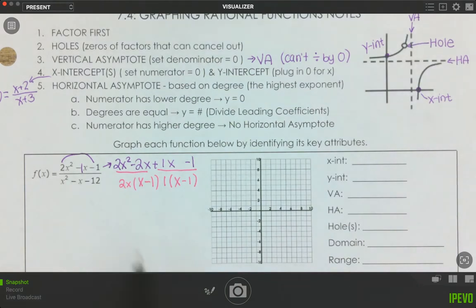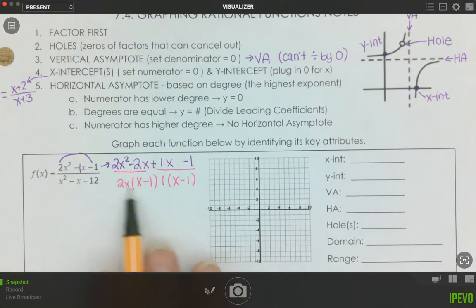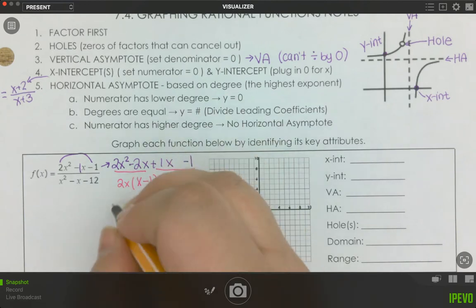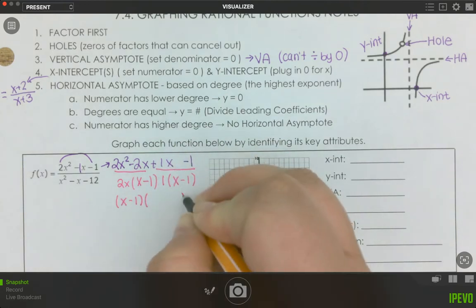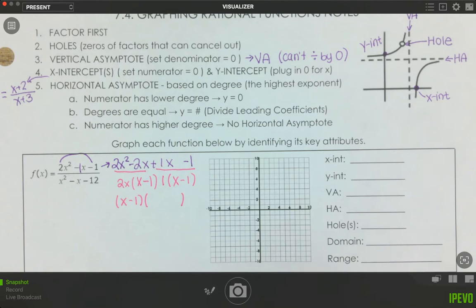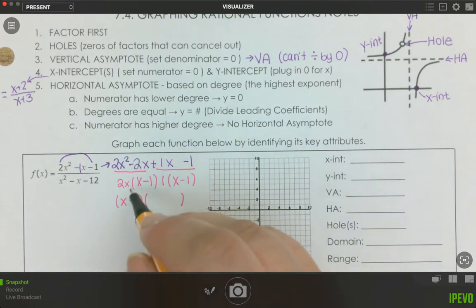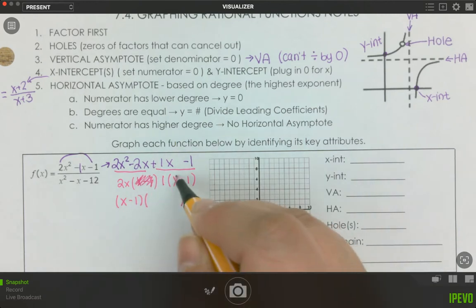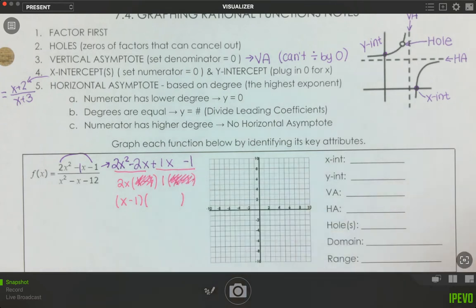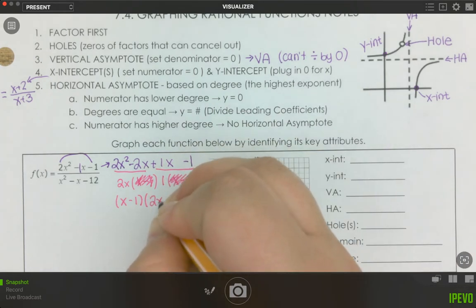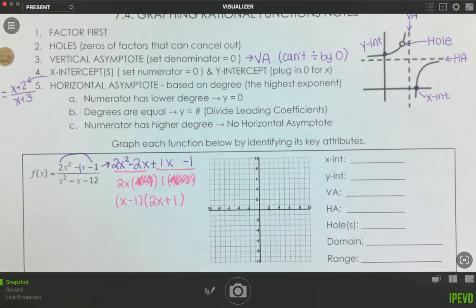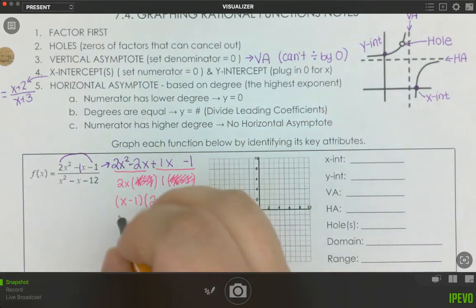And then this whole thing now has a GCF of x minus 1, so that goes out front. And then in the parentheses, you write what you have left. Well, if we took the x minus 1s away, I have 2x plus 1 left. And those are my factors of the top part.